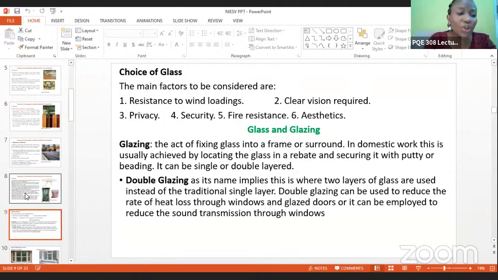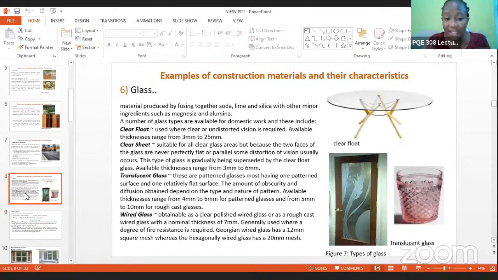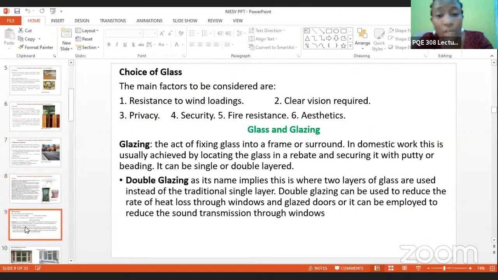And of course, you are going to consider the thickness, because they have different thicknesses, so that you will know which one. For example, for the clear sheet, the thickness ranges between 3 mm to 6 mm. For clear float, it ranges between 3 mm to 25 mm, and so also others. So you have to consider the thickness so that you will know which one you really need for security purposes, fire resistance, aesthetics, clear vision, resistance to wind loadings, and all that.